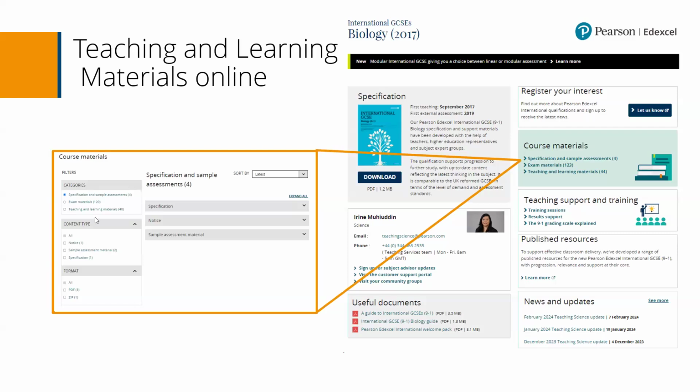The teaching and learning materials, 40 available. That's where you'll find the schemes of work, the guides. There's also some specific subject guides, which I'll mention in just a second, that are available there as well. So that is your key page to find when it comes to downloadable resources.